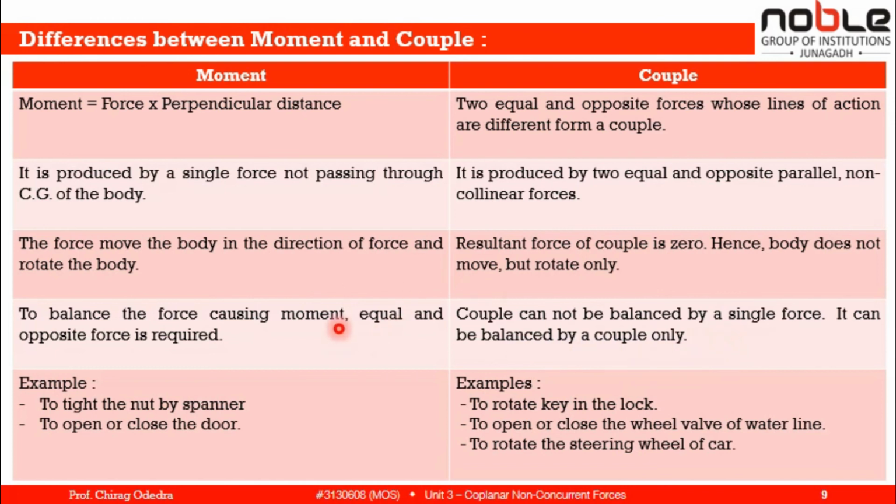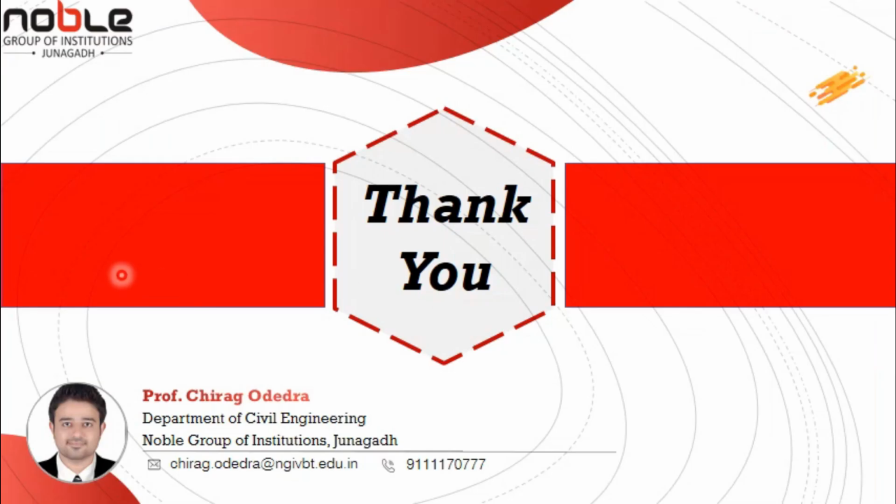Various examples of moments are to tighten a nut by a spanner, to open or close a door. Examples of couple, as we have discussed already, are to rotate a key, to open or close a valve, and to rotate the steering wheel of a car. So there are differences between moment and couple. I hope you all understand this topic well.